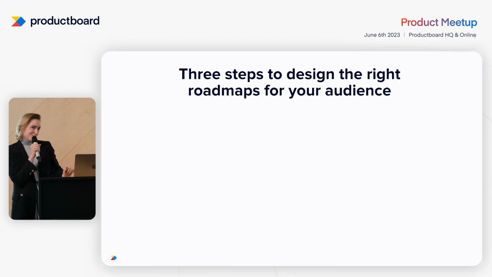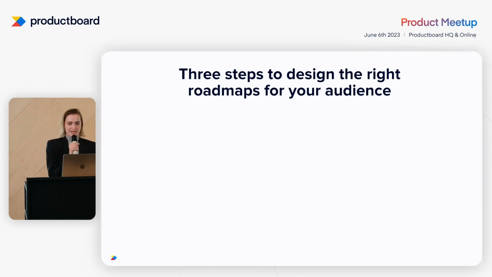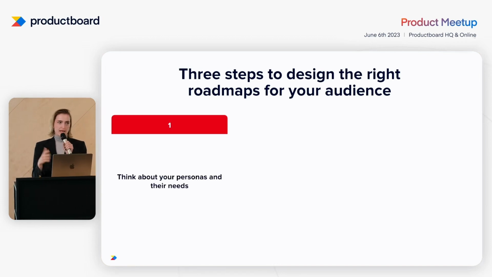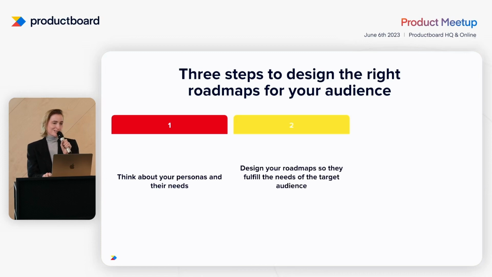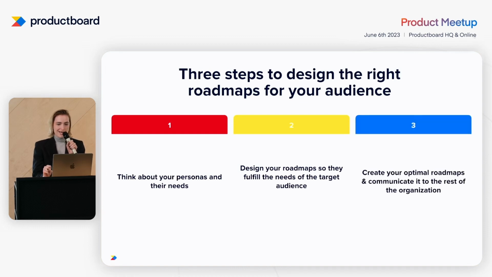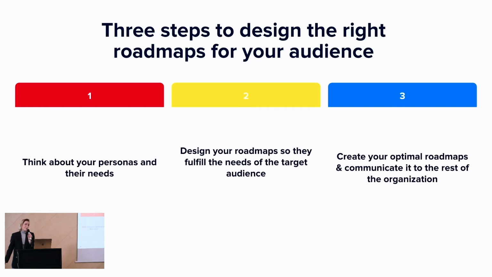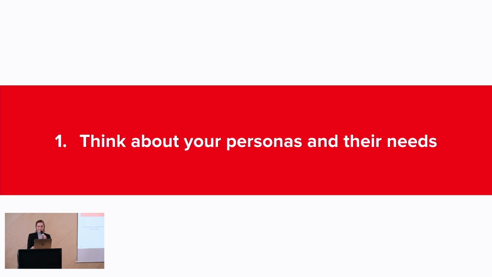So I prepared for you today 3 steps to design the right roadmaps for your audience, and I'll walk you through them. Step 1 is to think about your personas and their needs. Step 2 is about designing your roadmap so it fulfills the needs of the target audience. And step 3 is about creating your optimal roadmaps and communicating them to the rest of the organization. I'm going to walk you through all the steps.